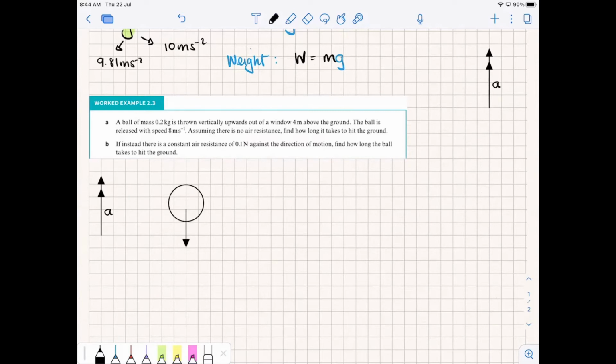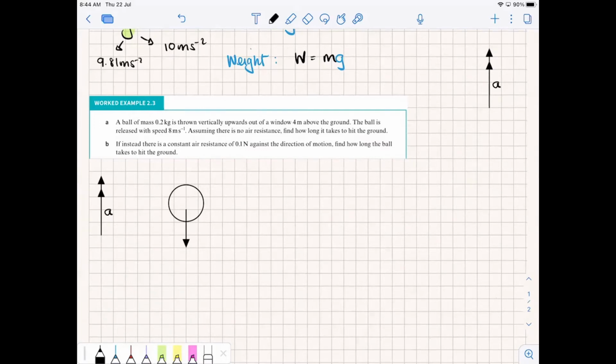But when we are looking at examples for mechanics, you are going to use 10 meters per second squared for the gravitational constant, and not 9.81. Okay, so then it's just 2 newtons. There we go, 2 newtons.